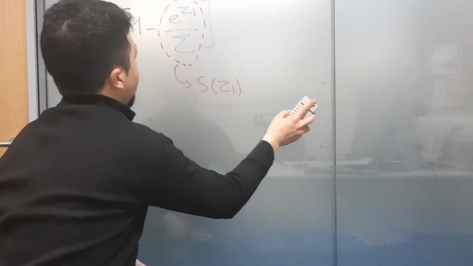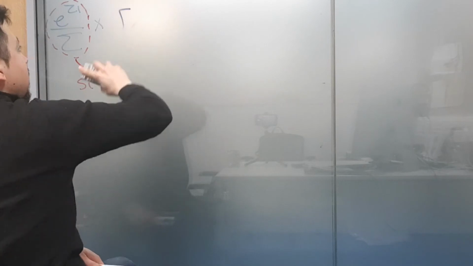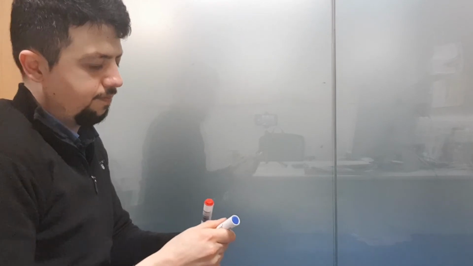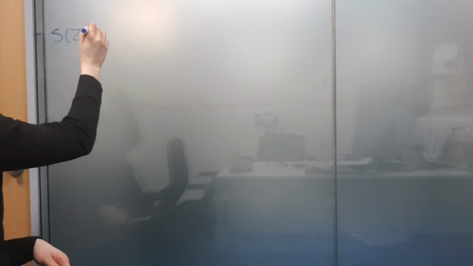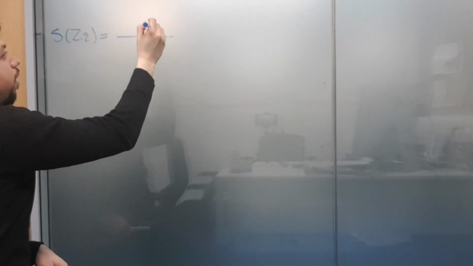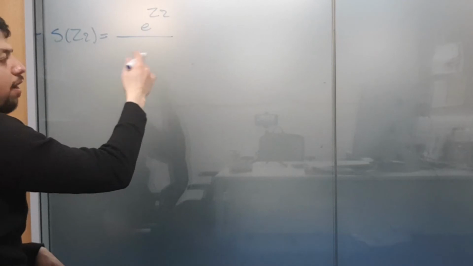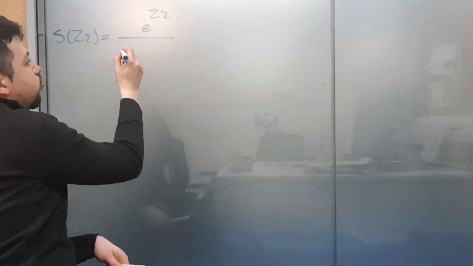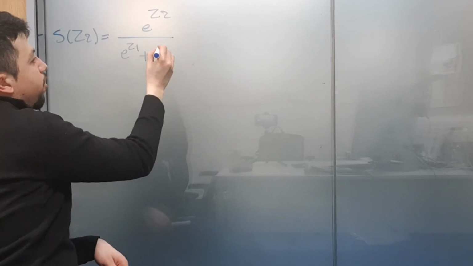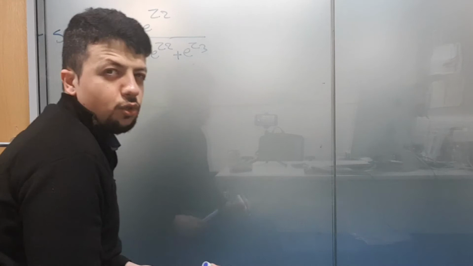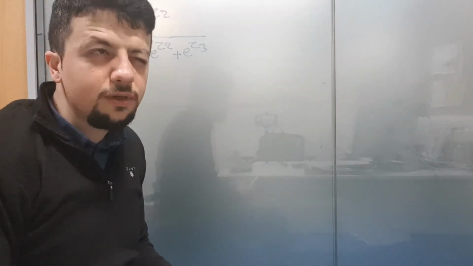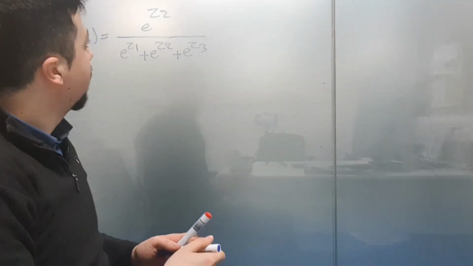Now, we're going to do the same with s of z2. What was s of z2 again? It was equal to e to the power z2 divided by the denominator, which was e to the power z1 plus e to the power z2 plus e to the power z3. I'm going to go a little bit faster here because it's almost exactly the same as the previous step. Only one part changes.